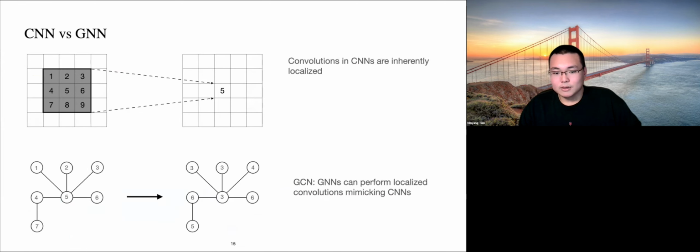However, images themselves can be seen as graphs, a very special case of graphs with a very regular grid-like structure, where the individual pixels are nodes and the RGB channel values that each pixel has are the node features. So a natural idea is to consider generalizing our convolutions to arbitrary graphs. We want to find a way that GNNs can perform localized convolutions mimicking CNNs.